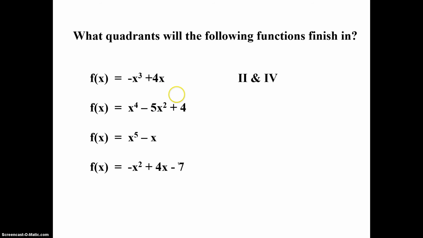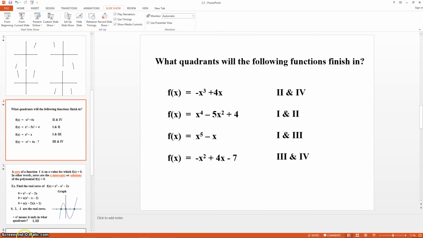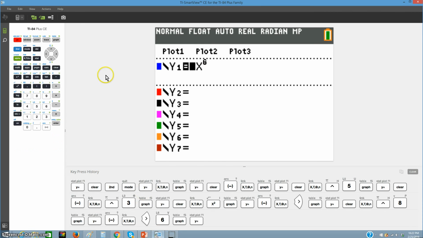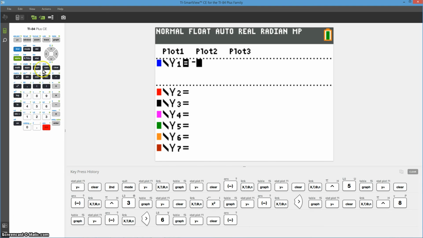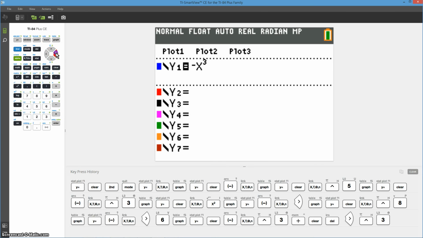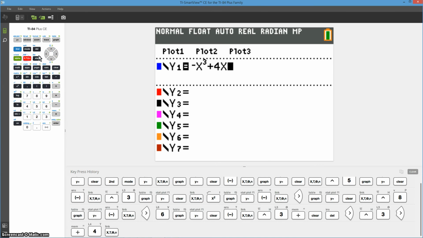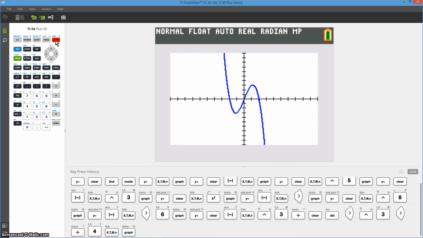Now what I want to do is type this into the calculator so that you can actually see. So we have negative x cubed plus 4x. Let me type it in for you. Negative x cubed plus 4x. We said quadrants 2 and 4. Let's see if we are right. Yes, we are. I don't know where it starts or ends, but all I know is that it starts and or ends in quadrants 2 and 4. That is true.